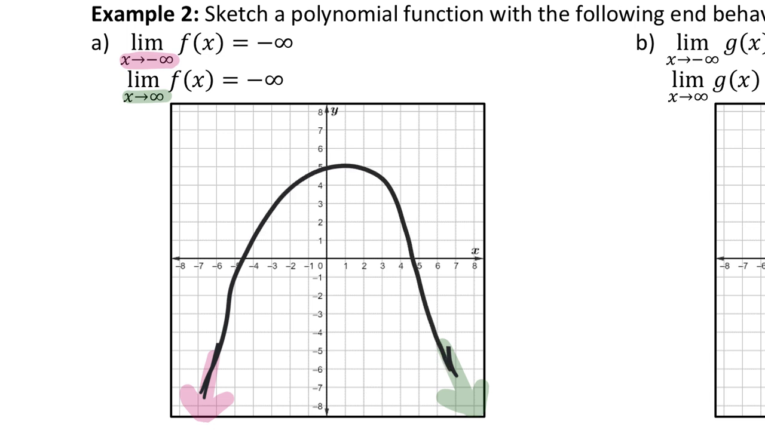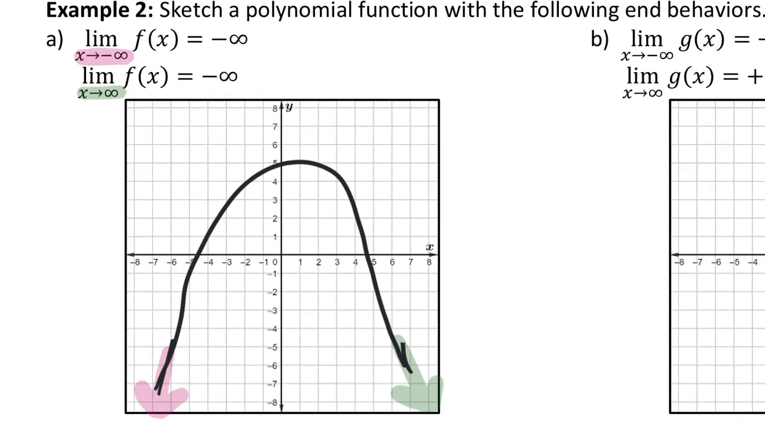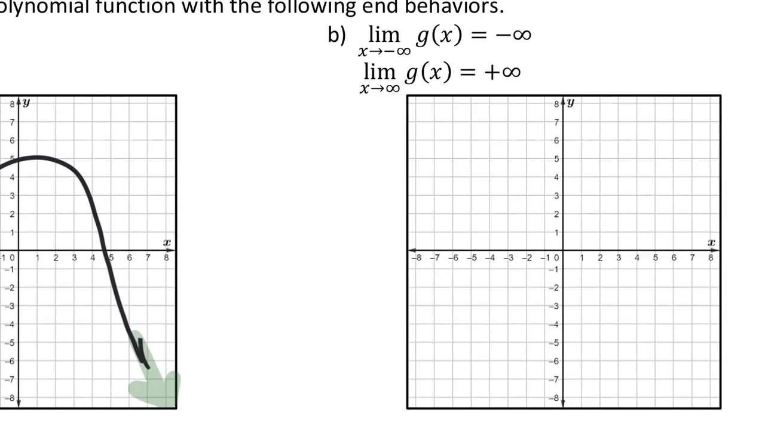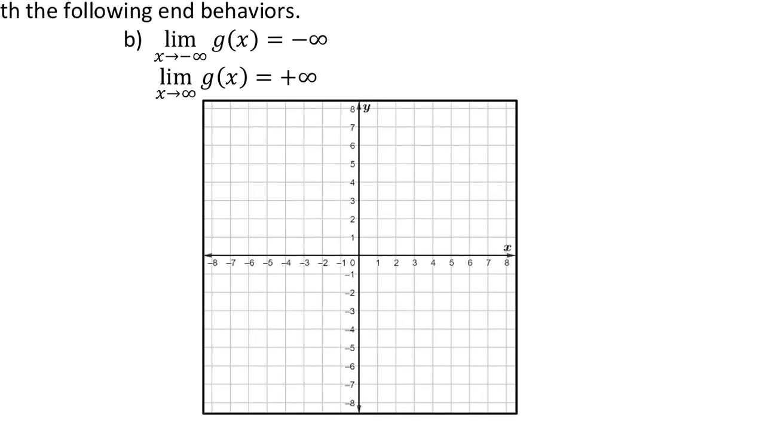So if that's the case and we start by reading end behaviors to draw the graph, what should the graph look like for these two limit statements? What's happening on the left?